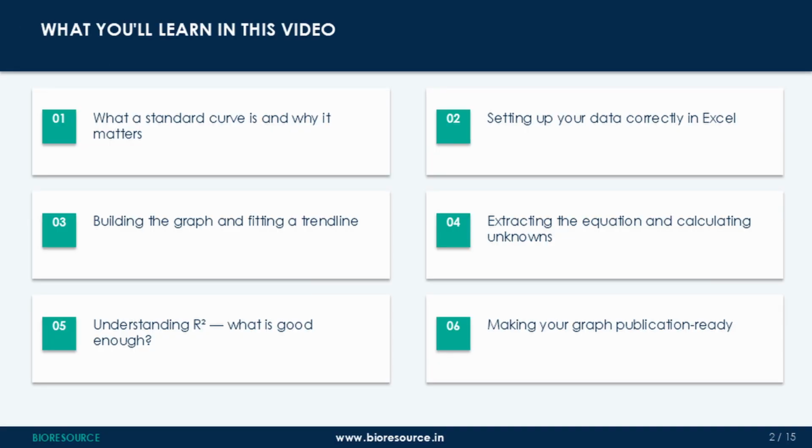Let's get started. Here is what we are covering today. We will start with the fundamentals, what a standard curve actually is and why the maths behind it works. Then we move into Excel, the correct way to set up your data, build the graph, fit the trend line, and calculate your unknown concentrations automatically. We will spend dedicated time on R-squared because most researchers either don't know how to interpret it or they accept values that are too low. And we will finish with publication formatting, the specific things journals and supervisors expect to see. By the end, you will be able to build a complete publication-ready standard curve from scratch in under 10 minutes.